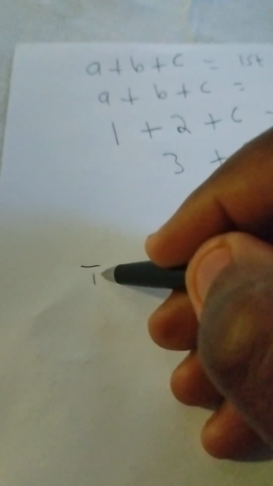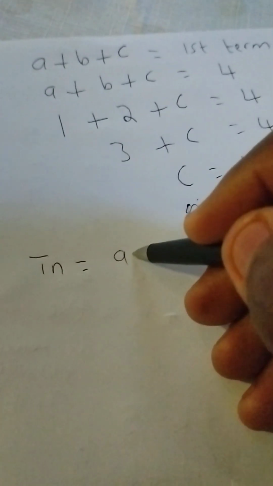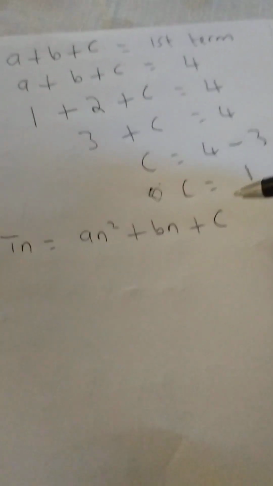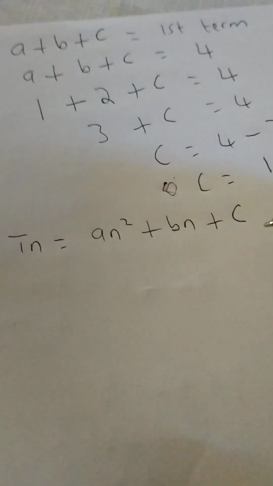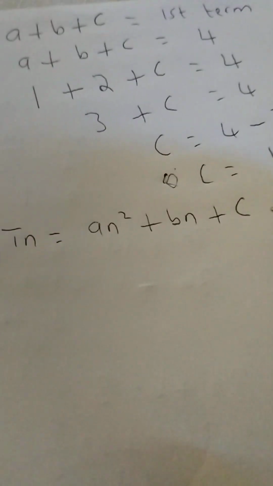Therefore, my general formula, my Tn, will be, remember, An squared plus Bn plus C. That will be the format of my quadratic sequence. Since I'm working with numbers, it will be n. But for a parabola, we'll work with x, since we're dealing with x and y values.